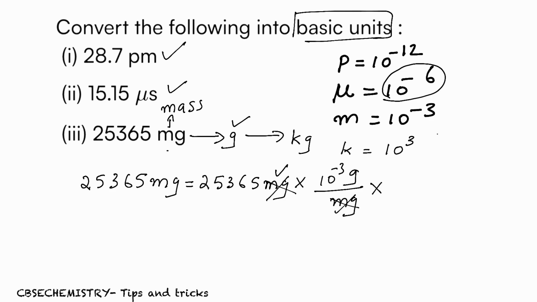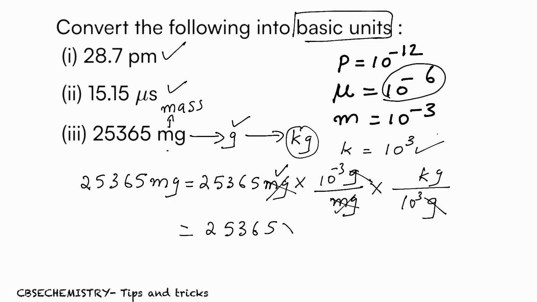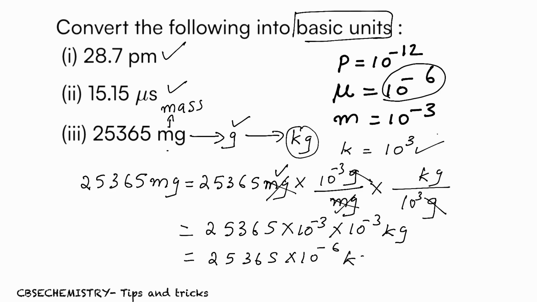Now what is our next task? Next task is gram to kilogram. We are supposed to remove gram, right? Okay, remove gram. Gram on denominator and kilogram on the numerator. Okay, now what is kilo? Kilo is 10 raised to 3, right? See, kilo is 10 raised to 3. Write it on the denominator. Now check. Numerator you have kilo. Kilo is what? 10 raised to 3 gram. Kilogram is 10 raised to 3 gram. Both are same, right? So 1 by 1. No change, right? No change. Now cut gram and gram. Okay, now what is left? 25365 into 10 raised to minus 3 into, see, this 10 raised to 3 will go up. So it becomes what? 10 raised to minus 3 again. Kilogram. So what is that? 25365 into 10 raised to minus 6 kilogram.